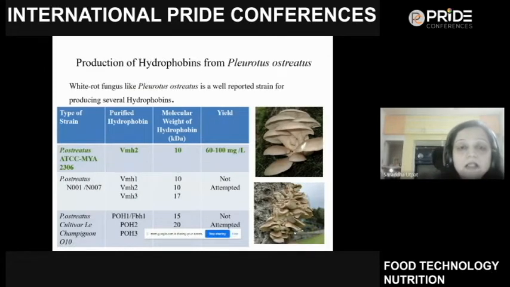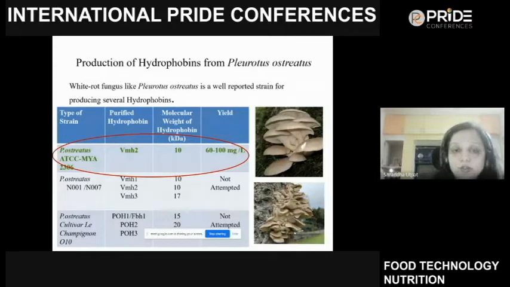So basically, what attempts have been made for isolation and purification of hydrophobins from Pleurotus ostreatus? VMH1, 2 and 3, POH1, 2 and 3 and FBH1 have already been isolated, and their molecular weights determined, but only VMH2 has been studied at some level to improve the yield, and they found a yield of around 0.1 gram per liter of hydrophobin VMH2, which they obtained by growing the organism in the laboratory.